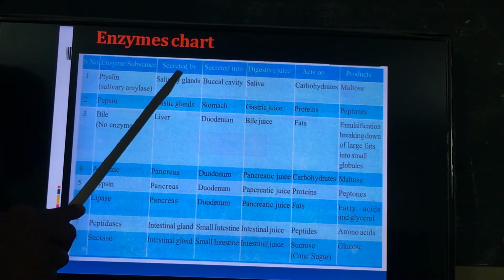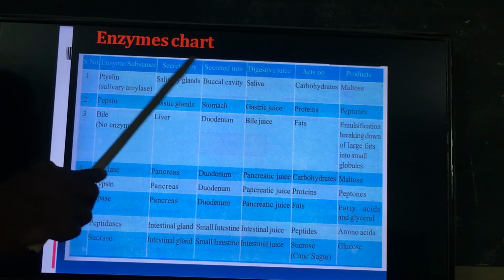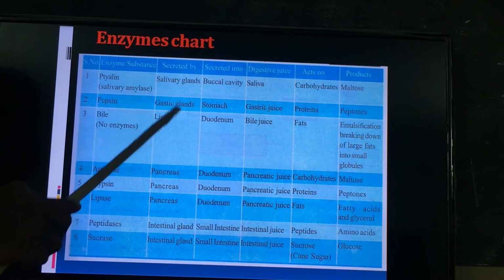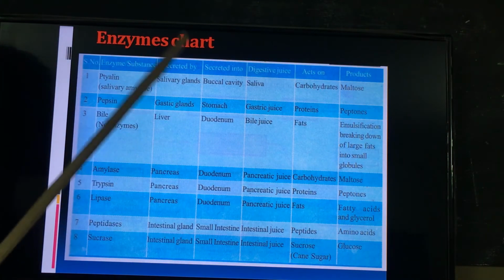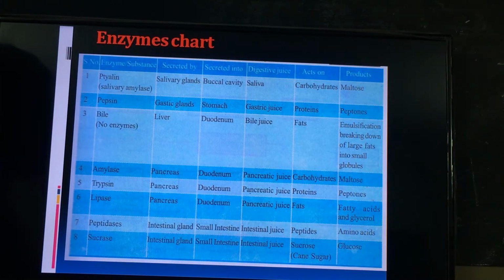So all these glands, salivary glands, gastric glands, liver, pancreas, intestinal glands, are called exocrine glands, meaning they have ducts, meaning tubes. They help to carry enzymes from one place to another place.